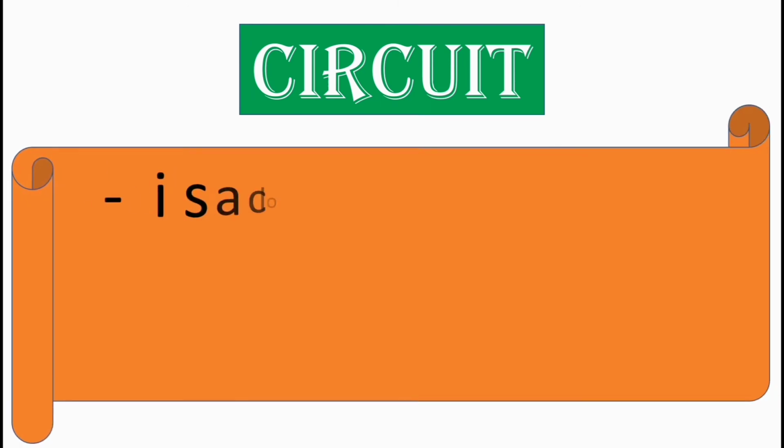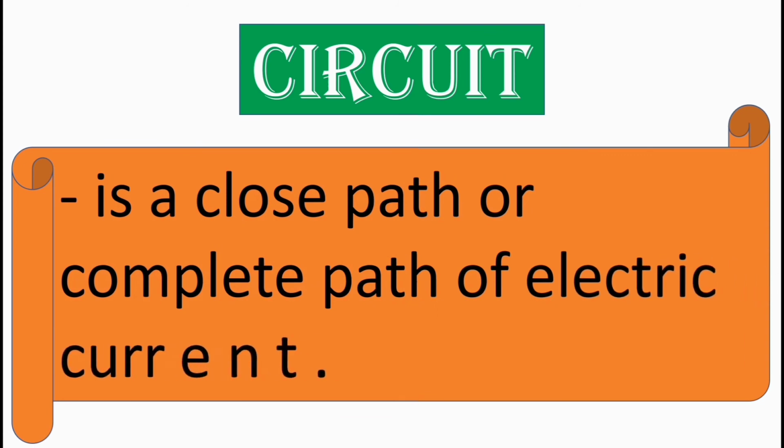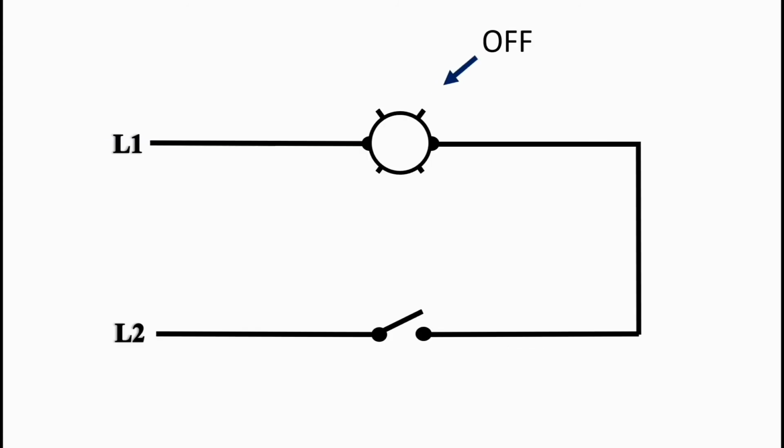And for the last part of our topic, let us simplify the definition of a circuit. Circuit is a closed path or complete path of electric current. And look at this diagram. Ang ilaw ay naka-off dahil ang posisyon ng switch ay nakataas. Hindi dumadaloy ng kompleto ang electric current.